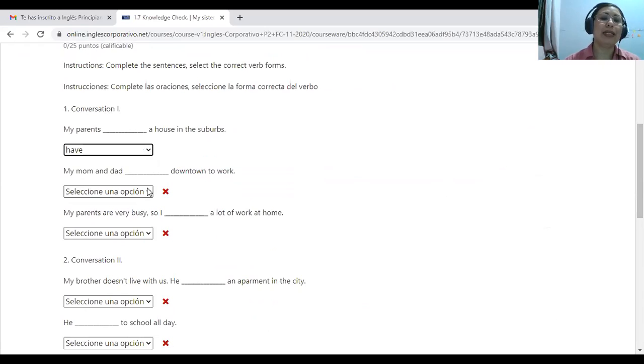My mom and dad goes or go? Go. Go, because my mom and dad are they, my parents. Vea que my mom and dad es otra forma de decir my parents, solo que los menciono separado, pero al final el sujeto es they.